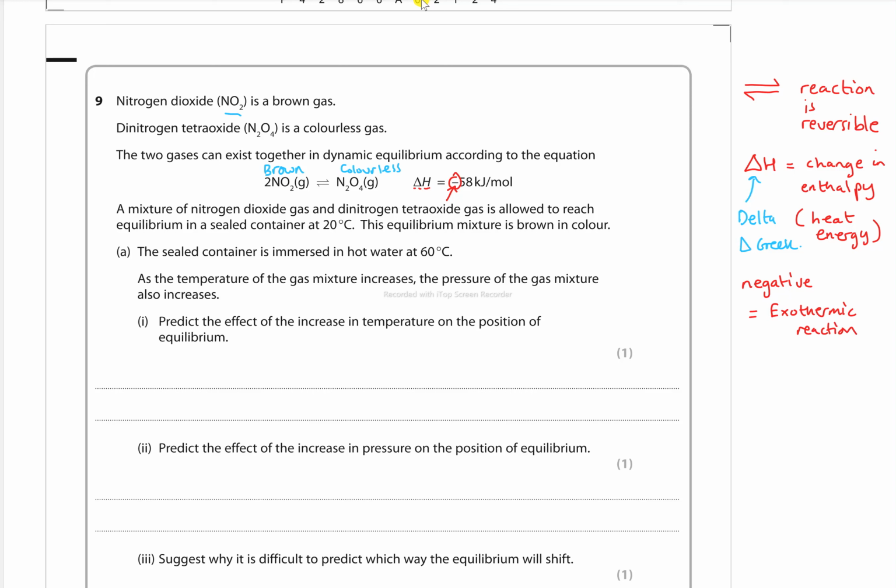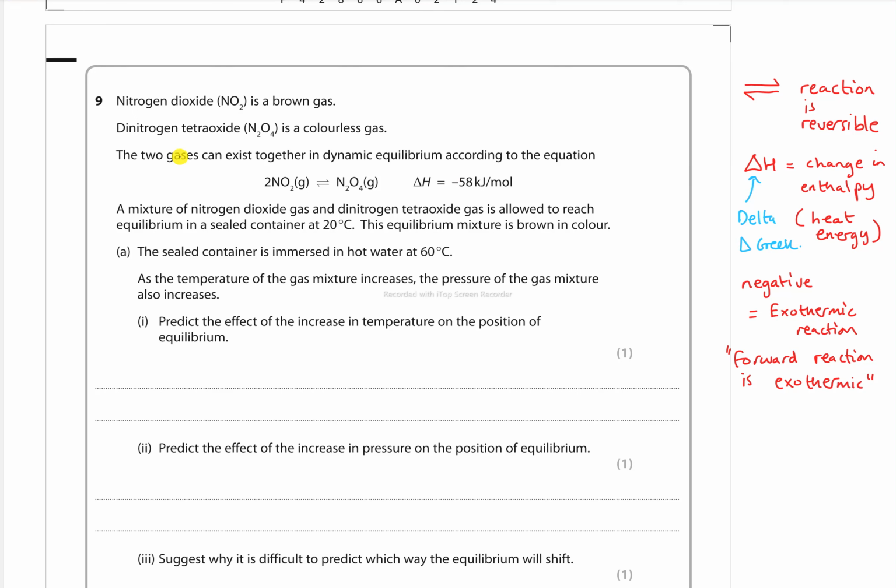So what I'm going to write down is the forward reaction is exothermic. The forward reaction is exothermic. Okay, done. Let's rub these out. Right, okay, let's start again. So that's that bit done.